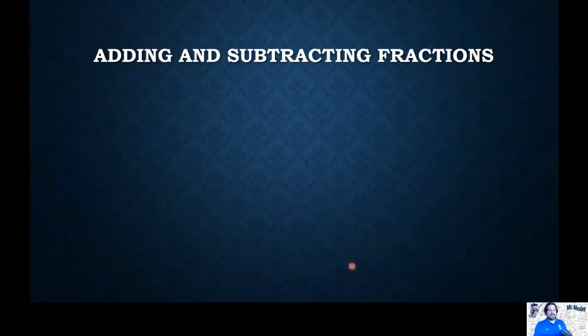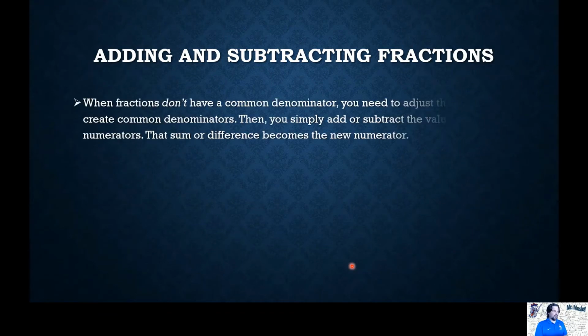The other thing that happens when you're adding or subtracting fractions is they don't have a common denominator. In this case, you need to adjust the fractions to create common denominators. Then you simply add or subtract the numerators. That sum or difference becomes the new numerator. So there's an additional step that we must take to be able to add or subtract fractions that do not have a common denominator. So let's look at an example.